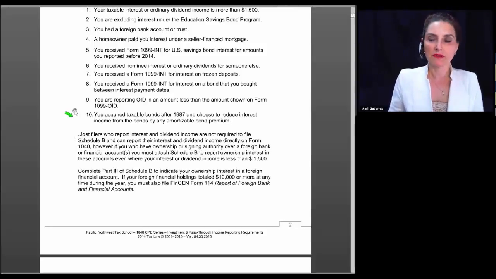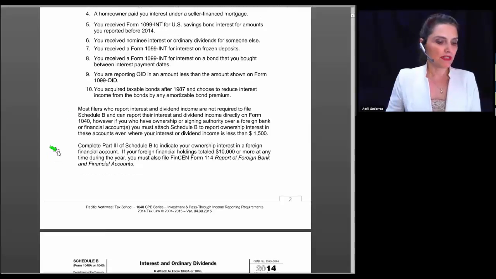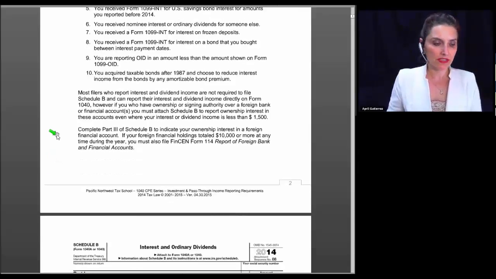So if any of those applies to you, you are required to attach Schedule B, and if none of them apply to you, you can enter your interest directly on 1040. Now, most filers who report interest and dividend income are not required to attach the Schedule B, but I'm finding over the years that the number of filers I have who are required to file Schedule B has been increasing.